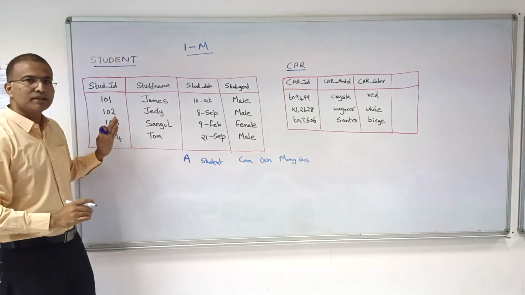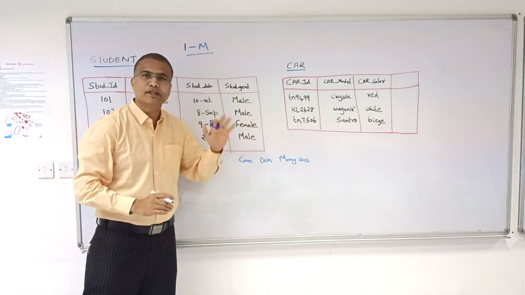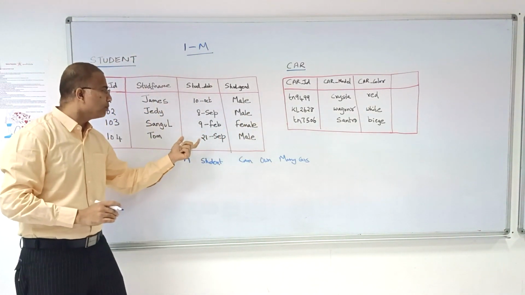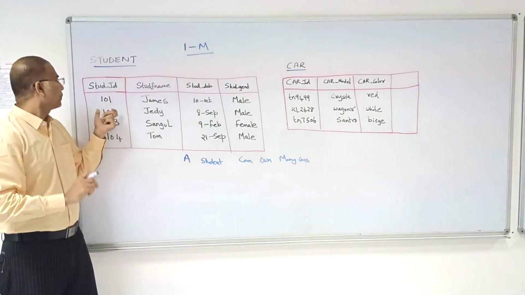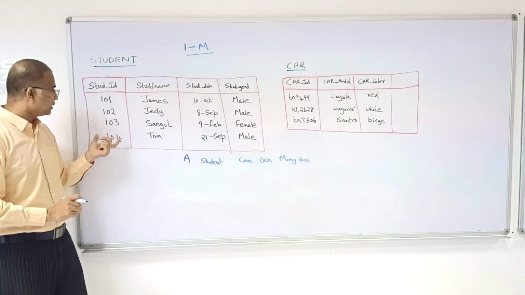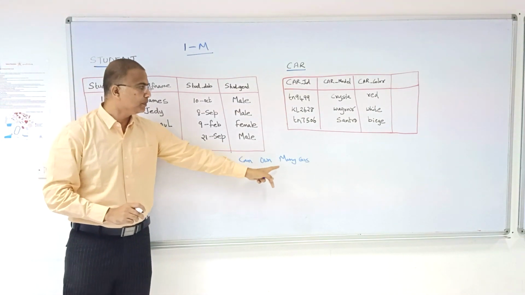So I have the student entity, I have student ID, student first name, student date of birth, student gender. Don't map the date of birth and the cars. So let us start with student ID. We know a student can own many cars.